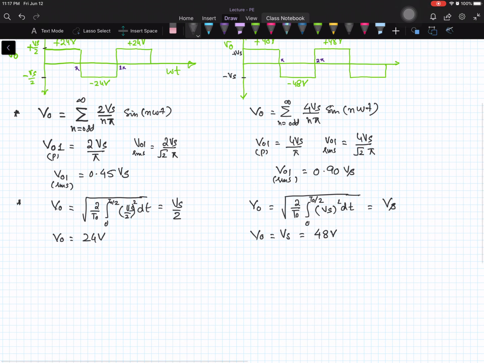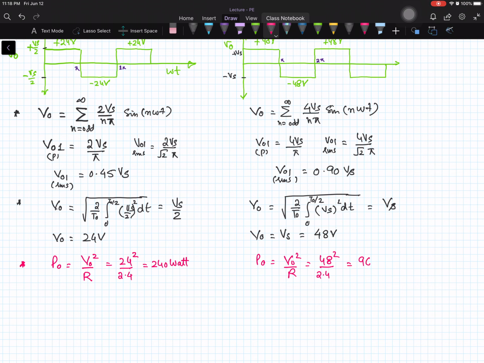Okay, now let's calculate the power that is delivered by these inverters. So the output power will be given as V0 square by R. So our voltage is 24 volt, divided by 2.4 ohm resistance, so you will be getting 240 watt. And same thing if we calculate for the full bridge inverter, P naught will be equal to V naught square by R, so this will be 48 square by 2.4 ohm, so this will be equal to 960 watt.